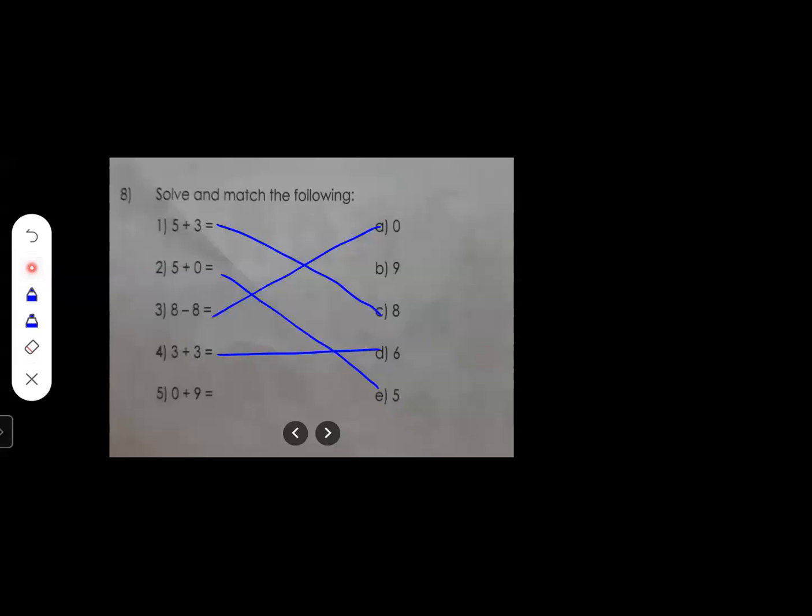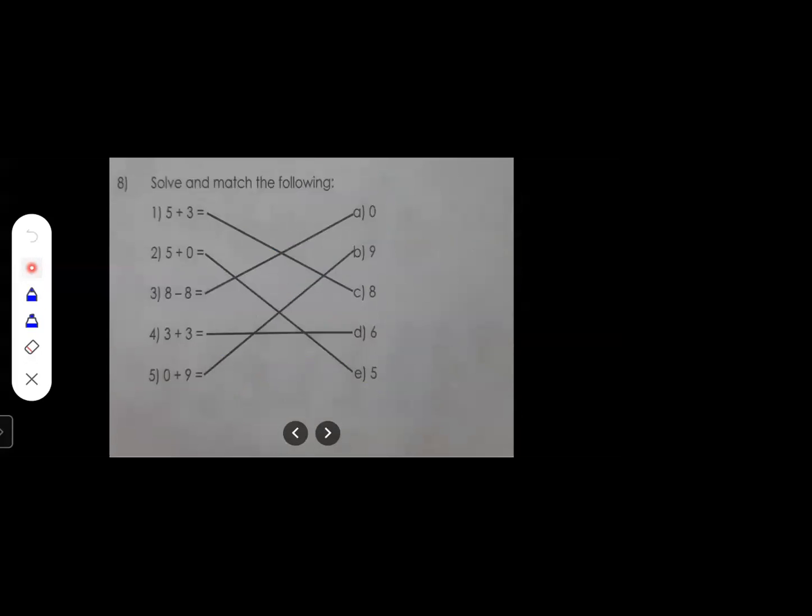Next one, 0 plus 9. See this 5 plus 0, the answer was 5. So 0 plus 9, what will be the answer? Same number, right? 0 plus 9 will be 9. So we are going to draw a line to the number 9. So see what we have done. We have counted the numbers properly and we have joined the line to the correct numbers.